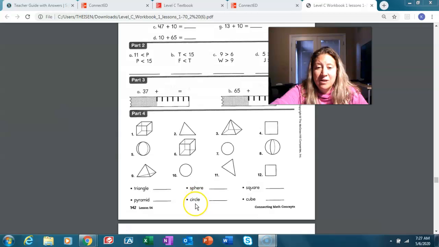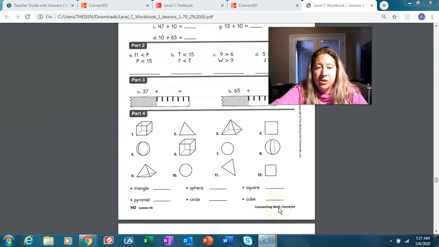Next, what do we have? Circle. Write down the numbers that are circles. Did you write 7 and 10? Good. And the last one is cube. Write down the numbers that are cubes. Did you write 1 and 6 for that?